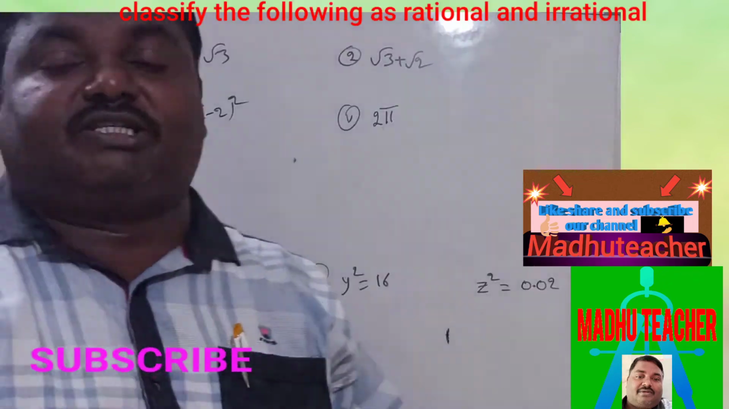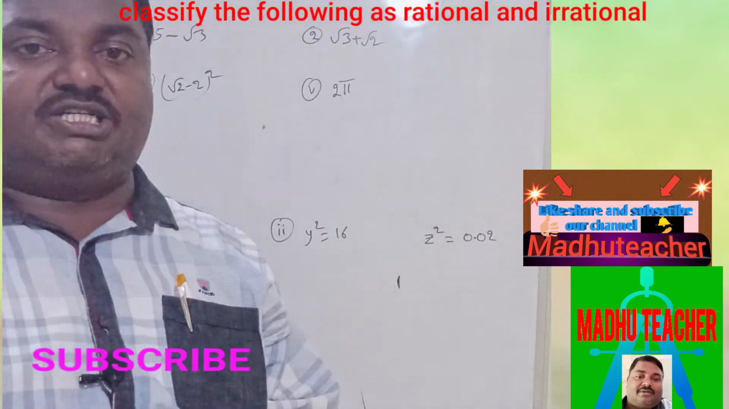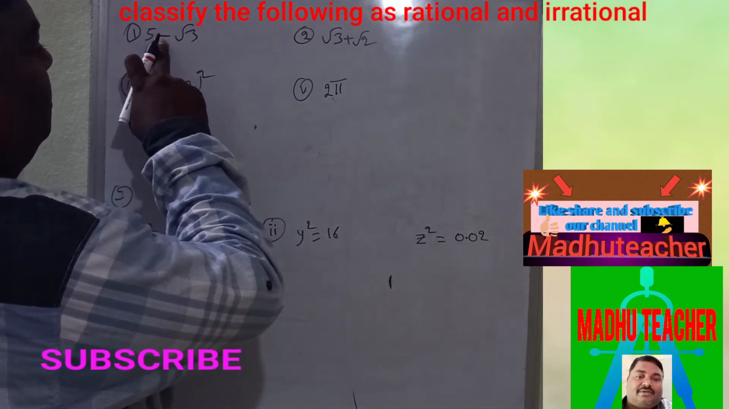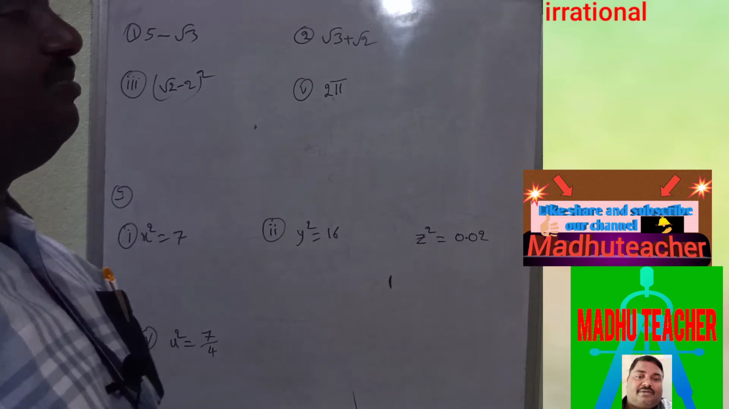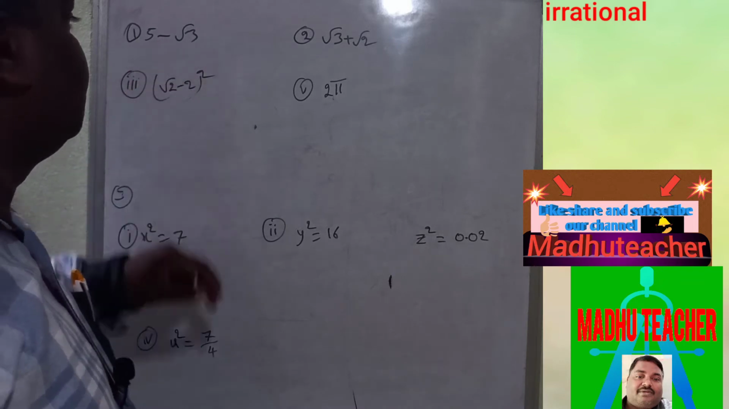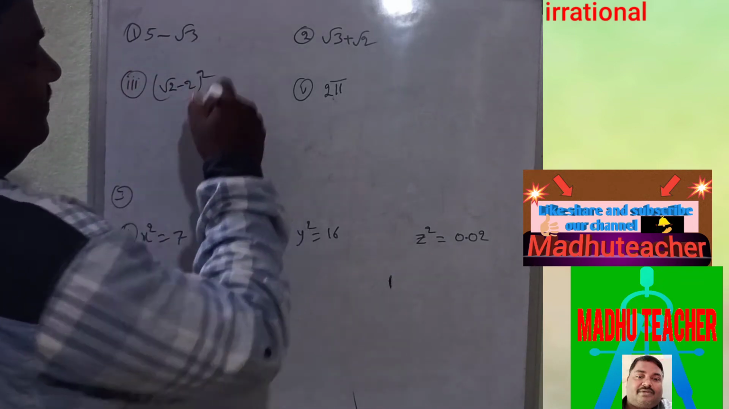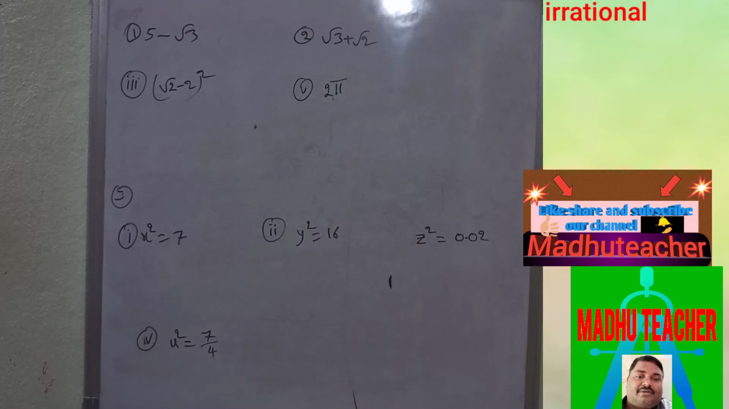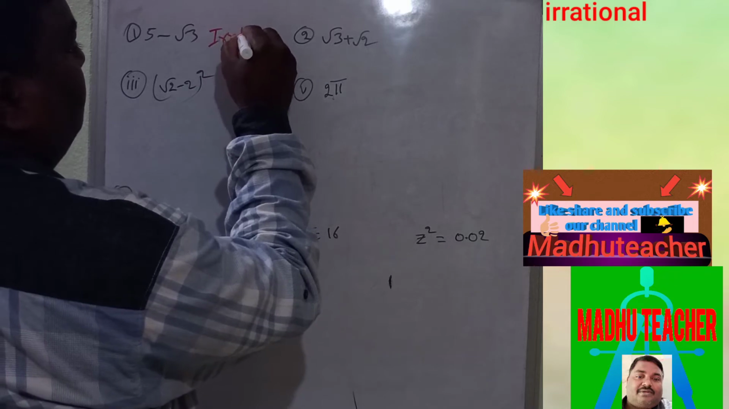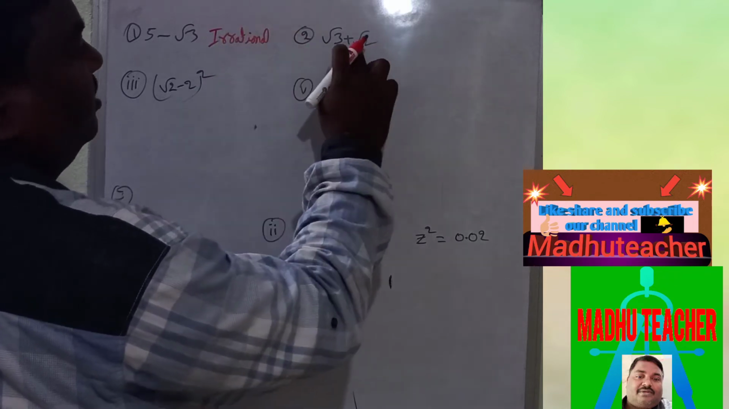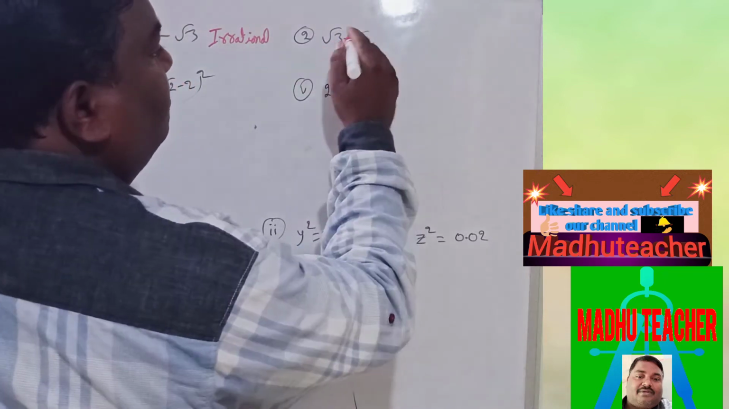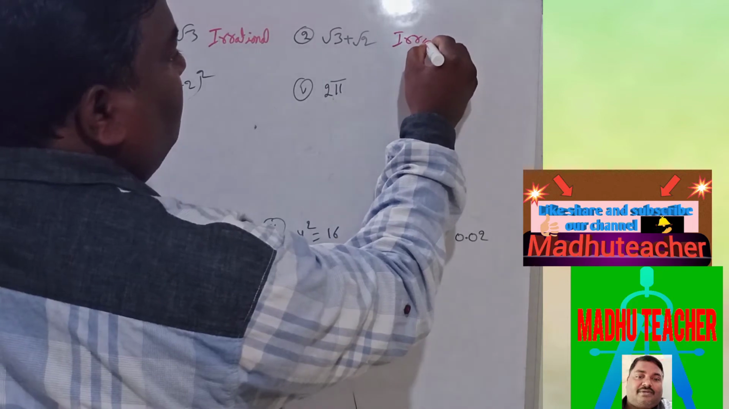Next, second question. Classify the following as rational and irrational. The first one is rational minus root 3, which is irrational. In the earlier video we already learnt the difference of a rational and irrational is always irrational. This is irrational. And the second one is the sum of two irrationals. This is irrational and it is also irrational. The sum of two irrationals is also irrational.